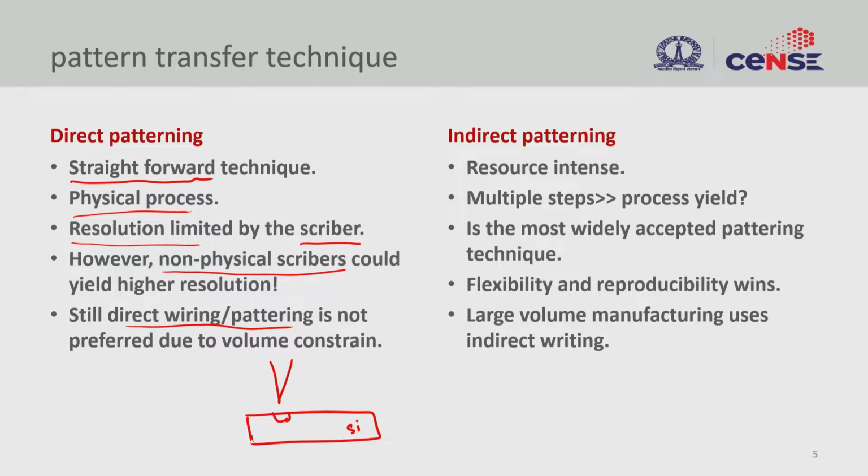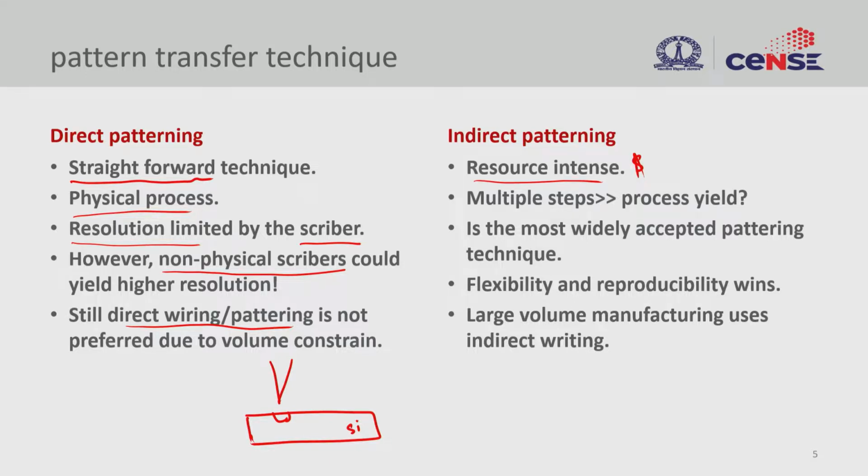On the other hand, indirect patterning is a resource intense process, right? This is because direct patterning just used a scriber, right? In indirect patterning, you need to have this intermediate layer, and you need an exposure, you need some optical or electron beam, and then you have to remove this exposed part, and then you go for a subsequent etching process, and then you have to remove this intermediate layer also, right? So there are multiple steps involved. So that's why it is called resource intense. And when I say resource intense, it also translates to expense, right? It also becomes expensive to make patterns using indirect patterning.